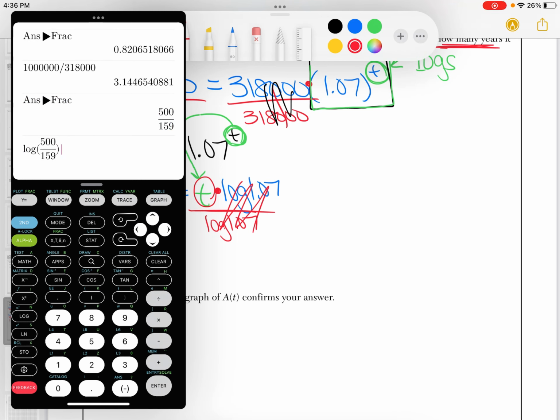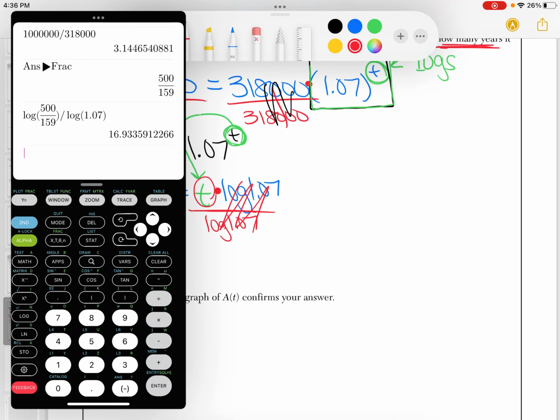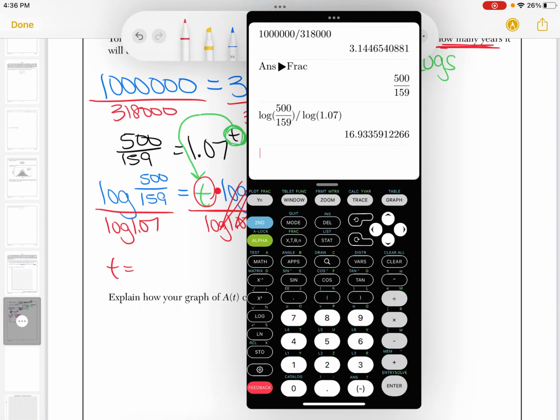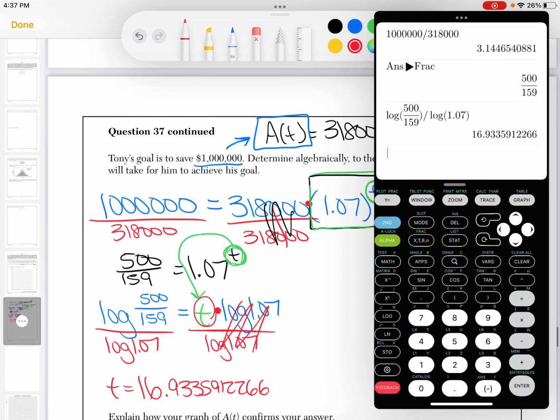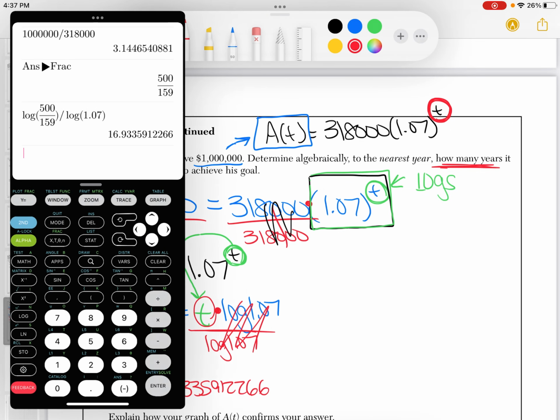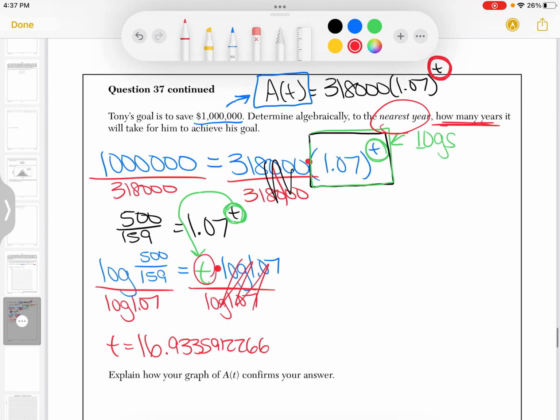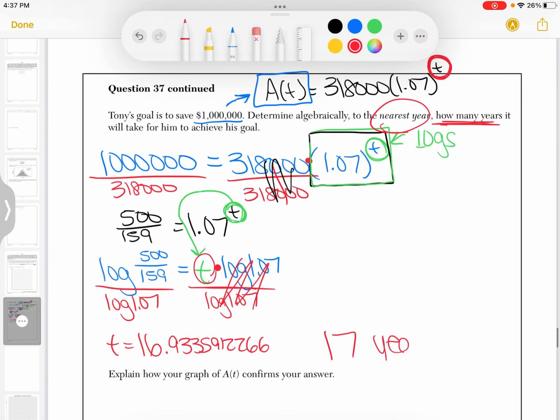the log of that divided by the log of 1.07. Gets me that decimal, so I'm going to copy the whole decimal, sorry. Okay, I'm going to copy the whole decimal, which is 16.93359122266, to show that I got that answer, and then I'm going to round it. It told me to round to, what did it say? To the nearest year, so nearest whole number. That's going to be 17 years.